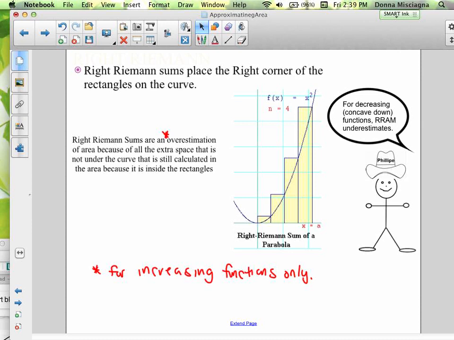Right Riemann sums are an overestimation of area because of all the extra space that's not under the curve that's still calculated in the area because it's inside the rectangle. So we can see, look at all that extra that's not under the curve that's a part of the rectangles there. So we're overestimating here, but it's not true all the time, right? A right Riemann sum is going to overestimate for an increasing function or one that is concave up, which is going to be an increasing function. Felipe here wants to tell us when it's going to underestimate. So for decreasing concave down functions, the right Riemann sum underestimates, right? Because the value on the right is smaller than the value on the left.